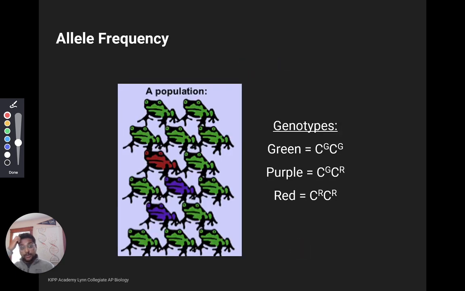So we're going to actually look at this example here of the frogs. And you can see that there's three different colored frogs in this population. The green frogs, their genotypes are CG, CG. The purple frogs are CGCR, and the red frogs are CRCR. This is maybe a little bit complicated, but essentially the idea is that G here is dominant, R is recessive, but we can differentiate the heterozygous ones. Like in the case of the flowers, these would have been the same, but now that they're different, we can actually look at the difference between the two.